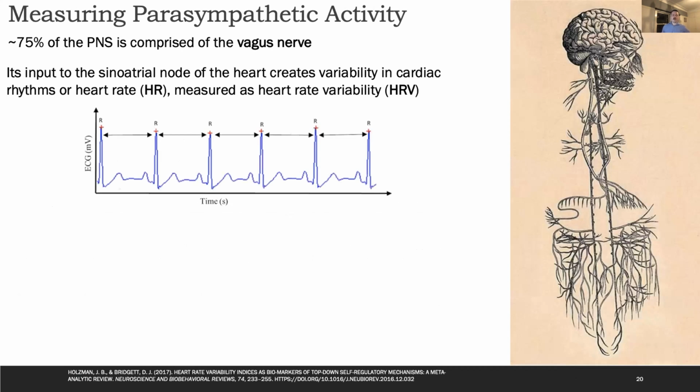I've noticed I'm going quite over time, Steph. Do you want me to just skip parasympathetic activity? I'll go over it quite briefly. Just go over it briefly because it's really interesting.